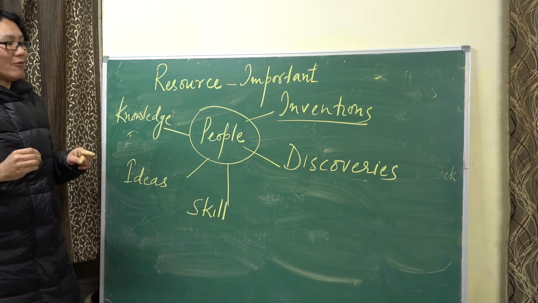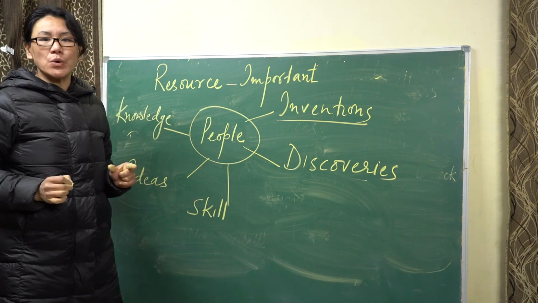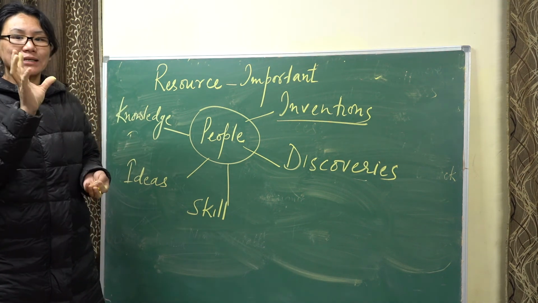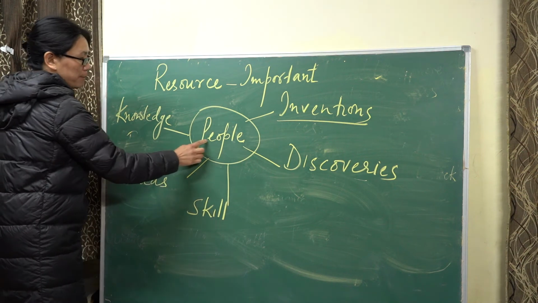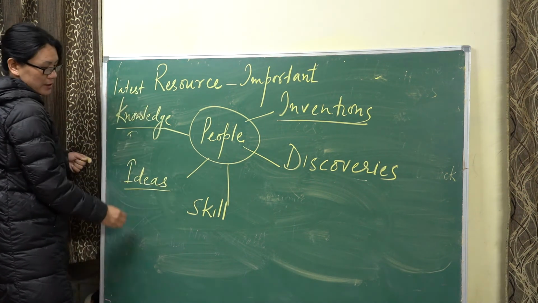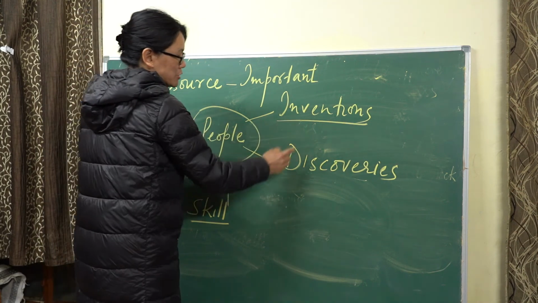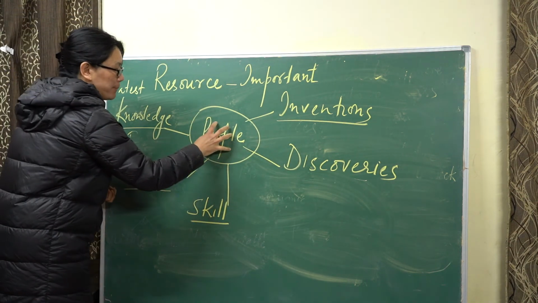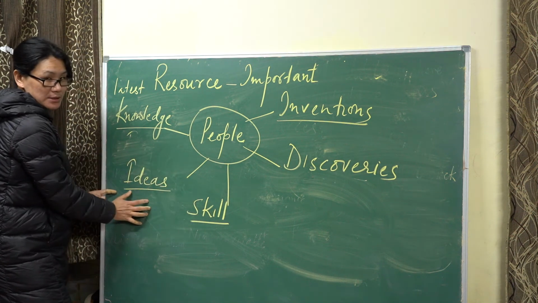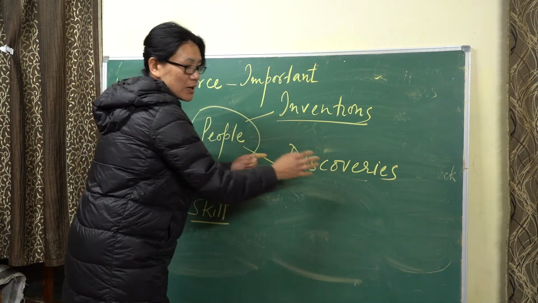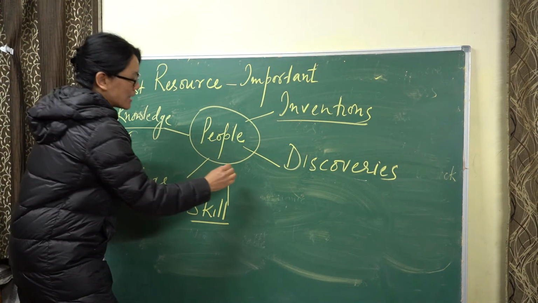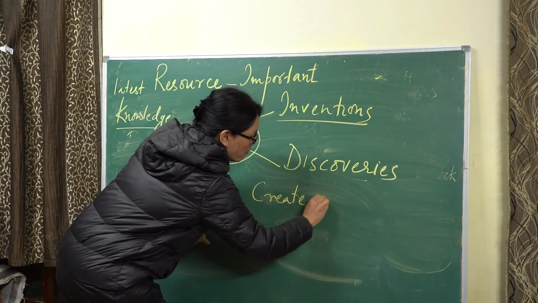Now see here, there is one word, inventions. What is an invention? Invention means to make something very new, which is not present in the world at present. So that becomes an invention. People have technology, that is the latest knowledge, ideas, skill, and they go for inventions and discoveries. Using all these things, people will create more resources.